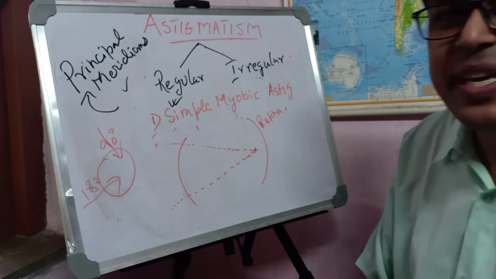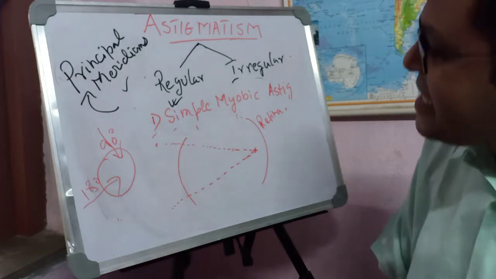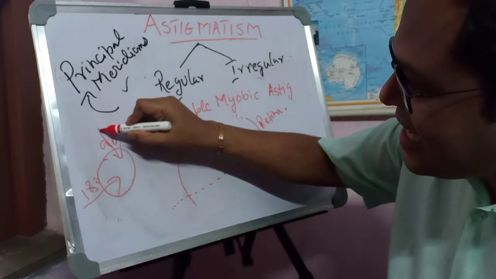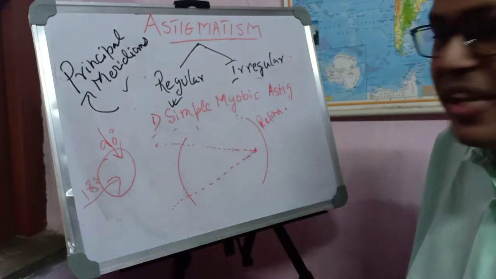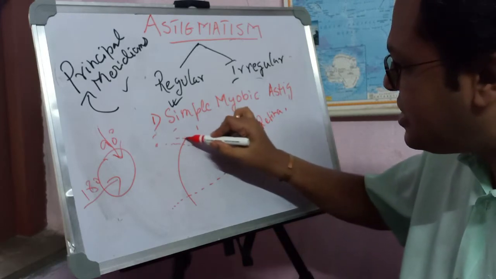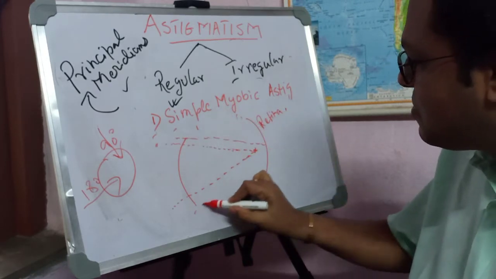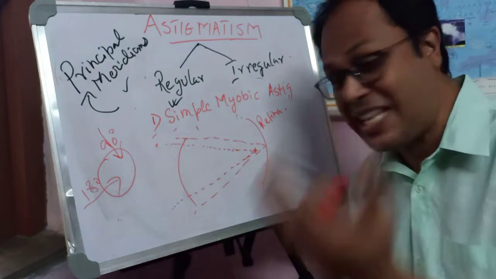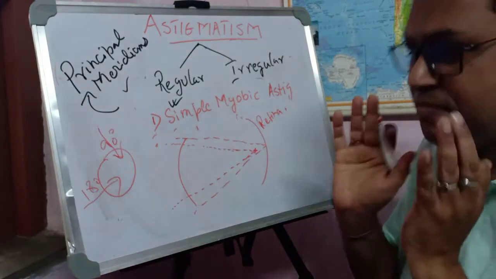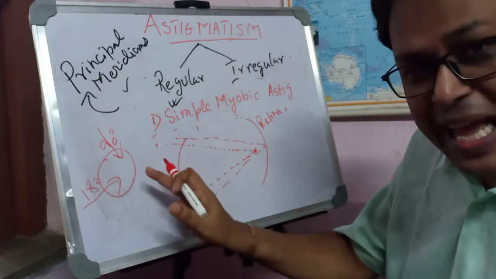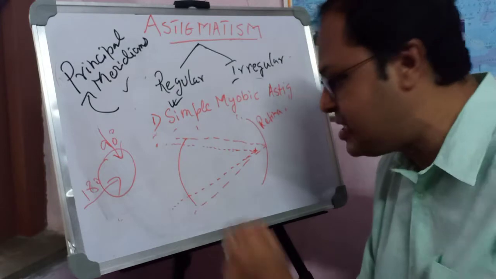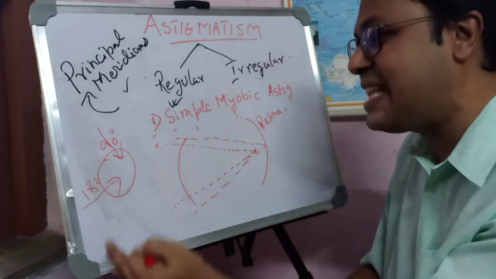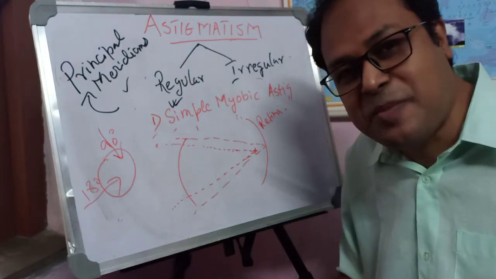What is simple myopic astigmatism then? In simple myopic astigmatism, again, the rays of light that may be traveling through the 90-degree are reaching the retina. It could be vice versa also. The rays of light traveling through 180-degree are reaching the retina. Either way, rays of light that travel through one of the meridians are reaching the retina. The rays of light that are traveling through the other principal meridian.